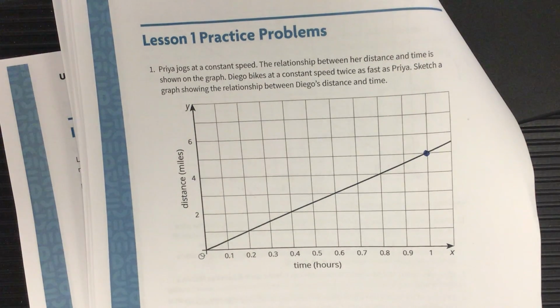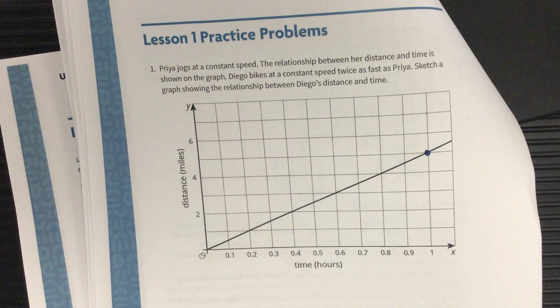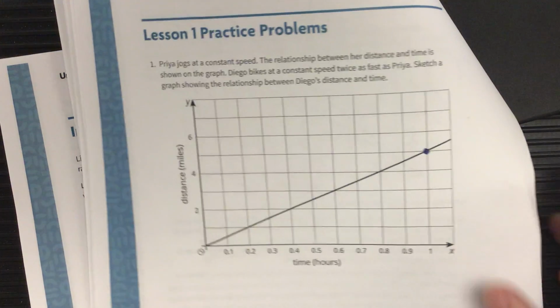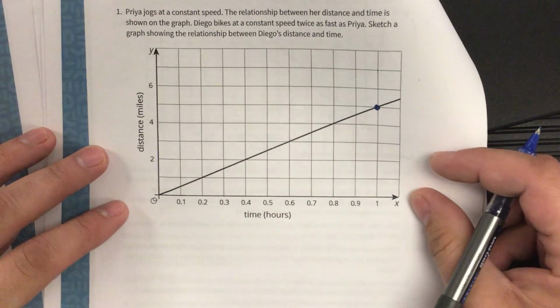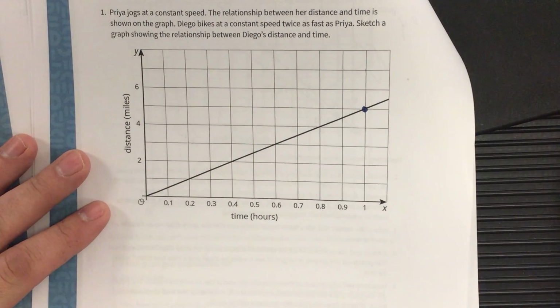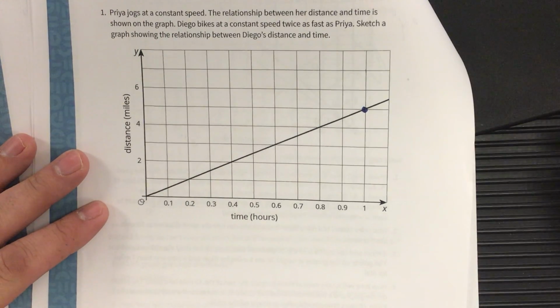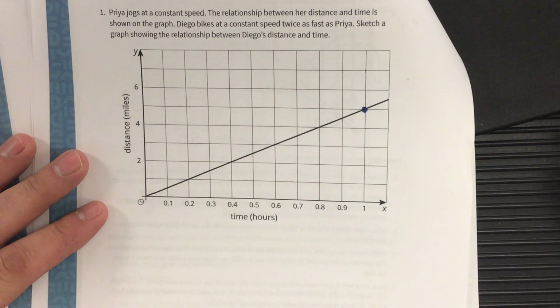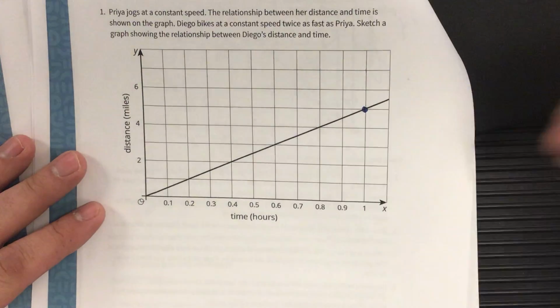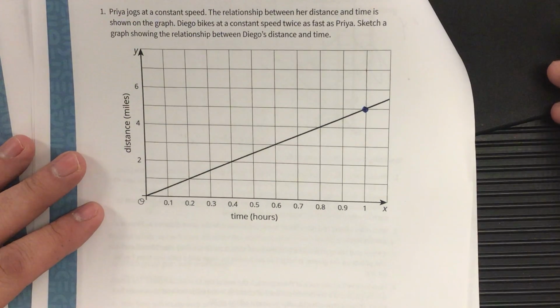Priya jogs at a constant speed. The relationship between her distance and time is shown on the graph. Diego bikes at a constant speed twice as fast as Priya. Sketch a graph showing the relationship between Diego's distance and time. Do we need to draw our own graph for this one? No, you can put it right on this one. If you have your own graph paper, that's fine as well, but there should be room here for us to do more than one line.